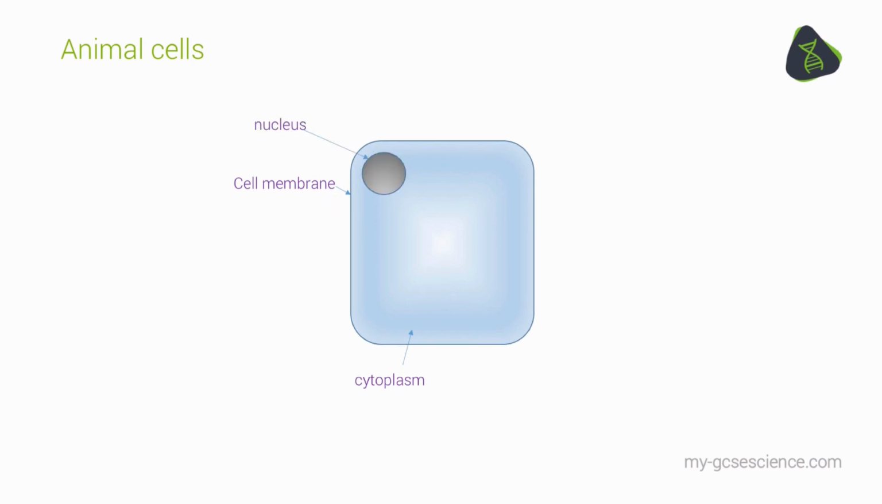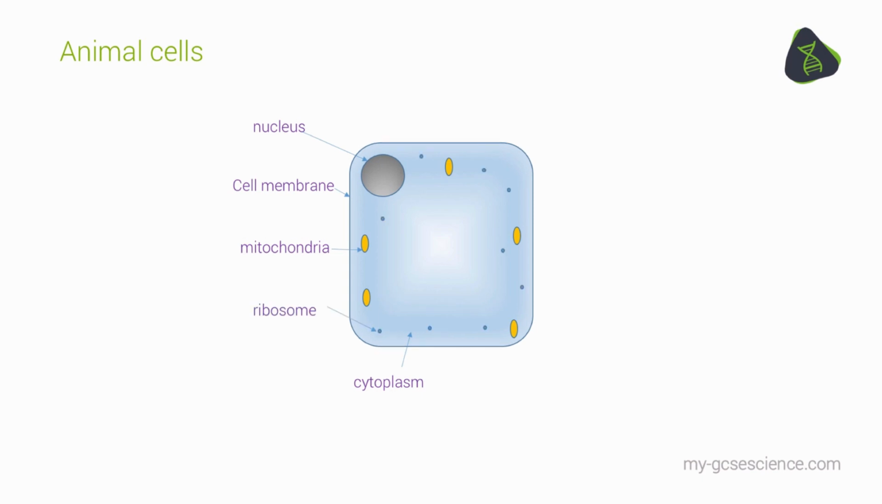Animal cells also contain a nucleus that encases their genetic material. There are mitochondria, and these are effectively the power stations of the cell, and they release energy locked up in glucose in the reactions of aerobic respiration. And in order to make proteins to use within the cell or beyond the cell, these proteins have to be made on structures called ribosomes.